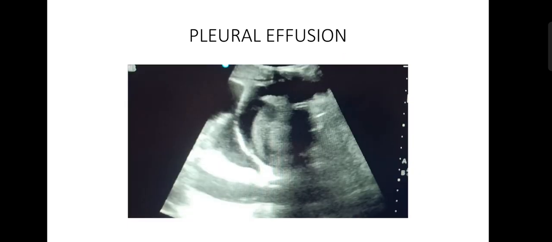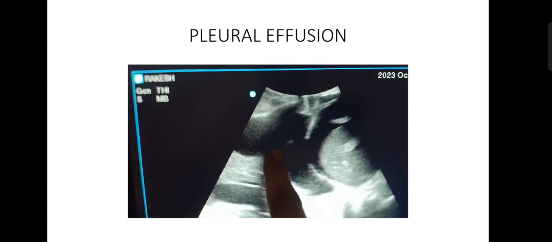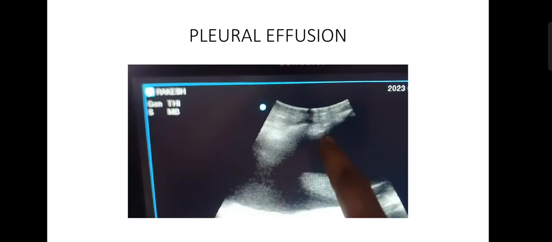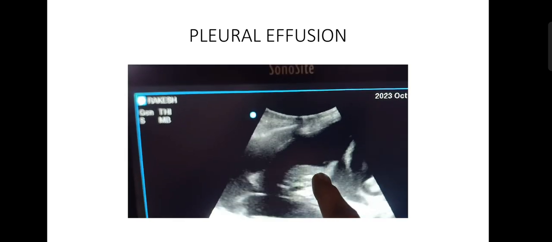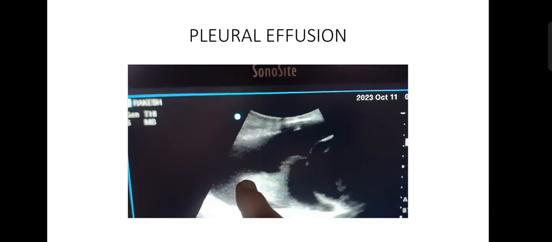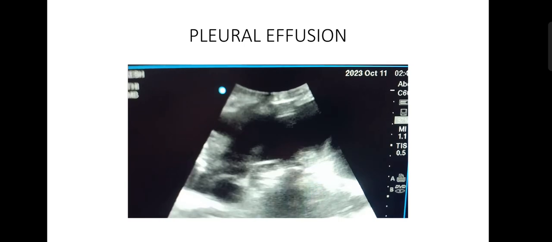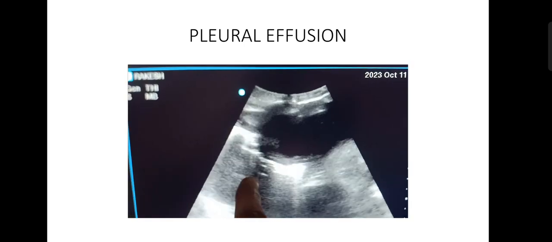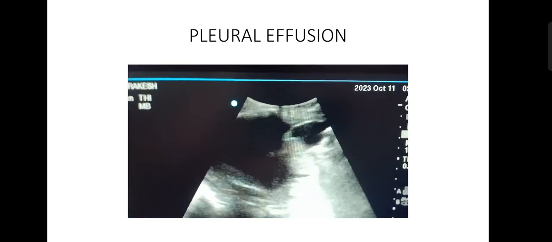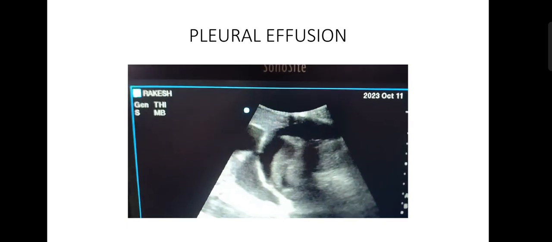What about pleural effusion? This is a video playing a pleural effusion. You can see the hypoechoic fluid above the diaphragm. As I go up, you can see more fluid and that collapsed lung below. And as we come down, you can see here still up, a lot of collection, hypoechoic fluid. And then as we come down, we can also appreciate some amount of fluid below the diaphragm as well.